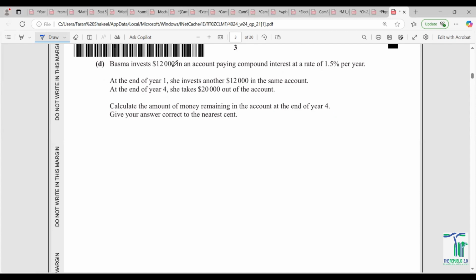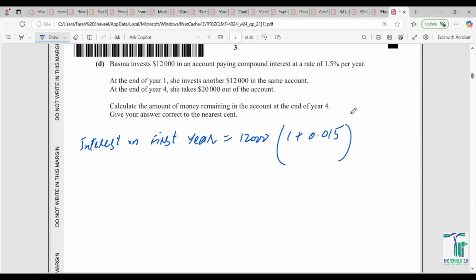So पहले साल का अगर आप interest निकाल लें, if you could calculate the interest of the first year, that is 12,000. So interest on first year. So first year में क्या हो जाएगा आपके पास? That you would be having 12,000 times 1 plus the rate 1.5%. What does that mean? 0.015 to the power of 1. Then 12,000 times 1.015. और अगर आप 12,000 को मल्टीप्लाई करते हैं 1.015 से, so you'll be having 1,200 and 180.